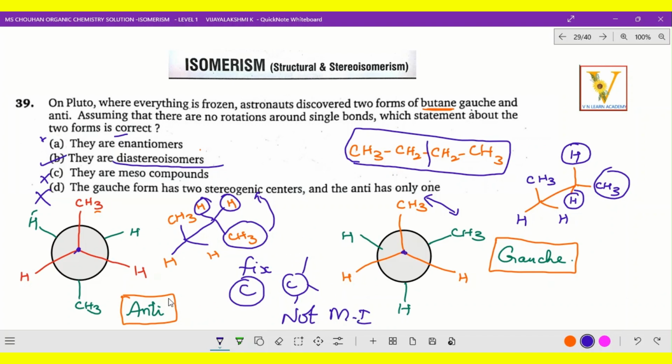So one carbon is fixed. This first carbon, the front carbon, is fixed. Only the back carbon is rotating, giving gauche and anti. That is what is important. So what is the exact answer? Stereoisomers. See how critically they are making us think. Yes, come on. I hope you got the clarity about this question. Come on, let us go to the next question.